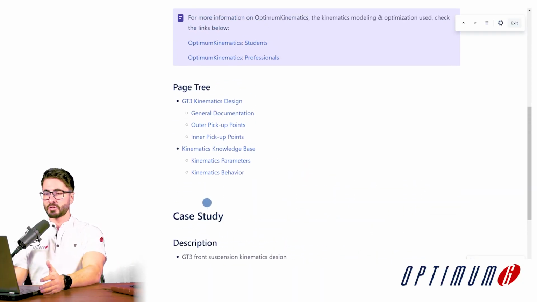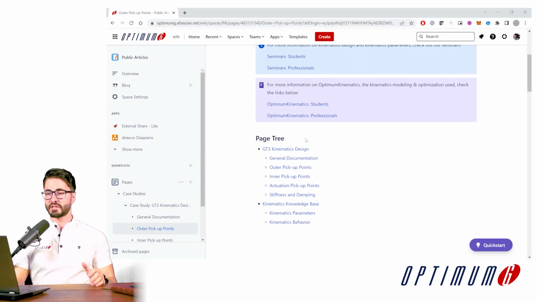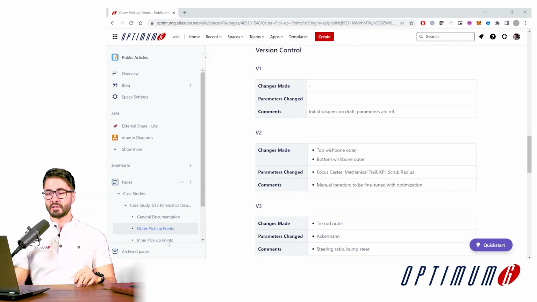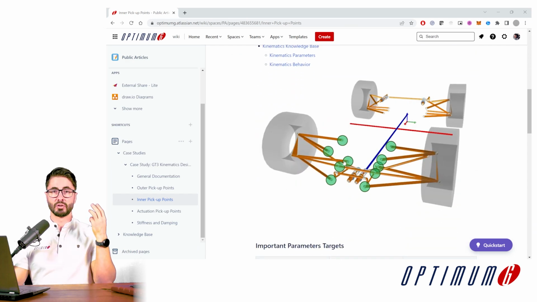Alright, so in previous episodes we have already designed the outer pickup point, as we have discussed at length in video number 2, and we have also designed the inner pickup points, meaning the pickup points on the chassis, in episode number 3. Now that we have all of the inner and outer pickup points defined, it's time for us to attack the actuation pickup points.